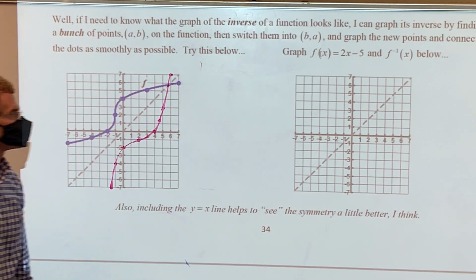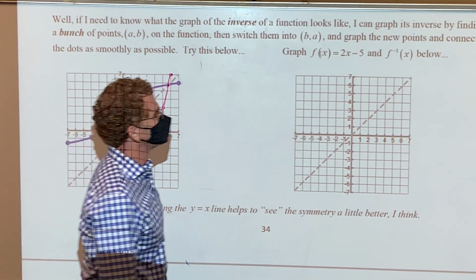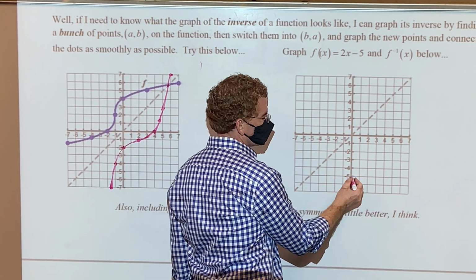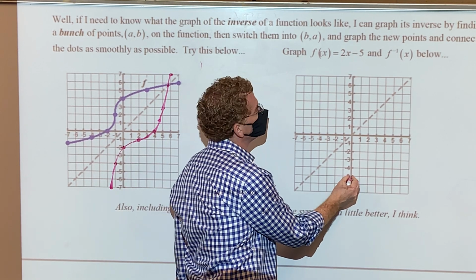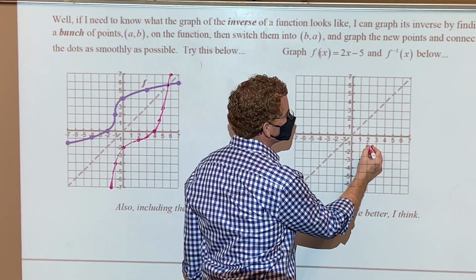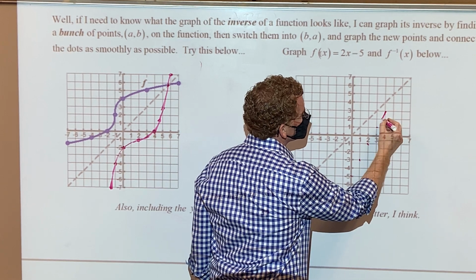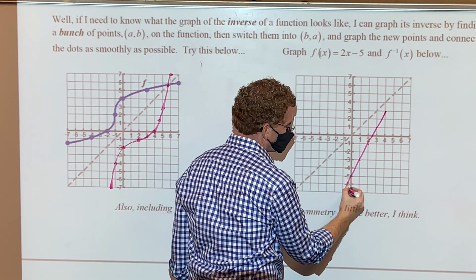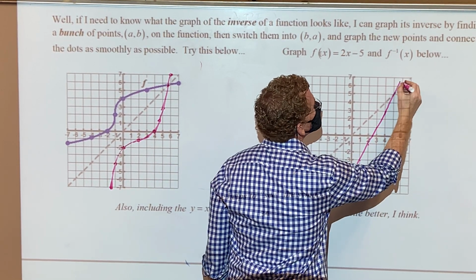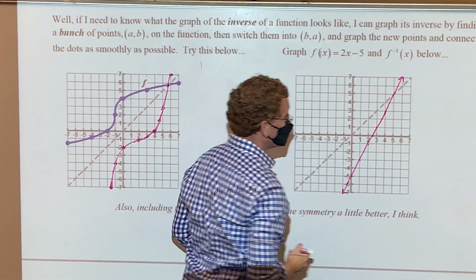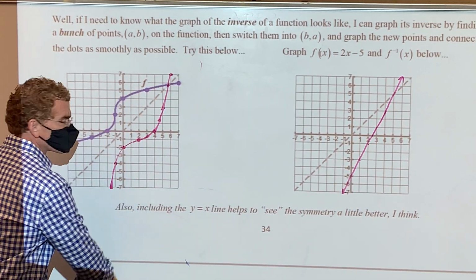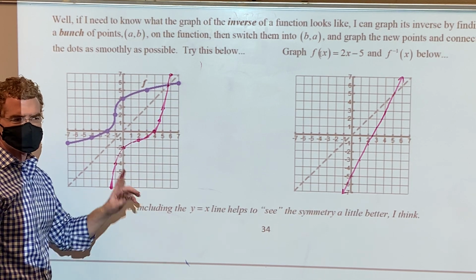What about this one? f of x equals 2x minus 5. Y'all know what that looks like? Just plug it in. It's a line that has a y-intercept of negative 5 and a slope of 2. So it would look like this. So based on that, could you sketch the inverse?